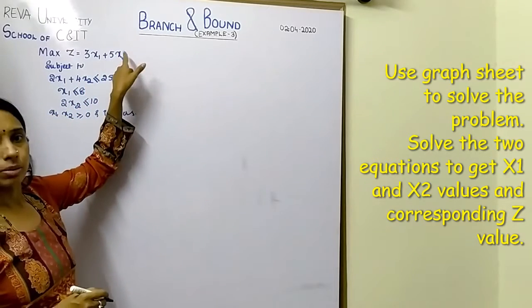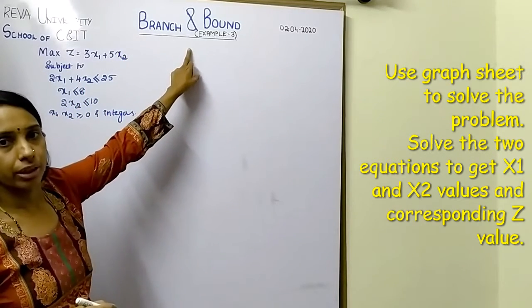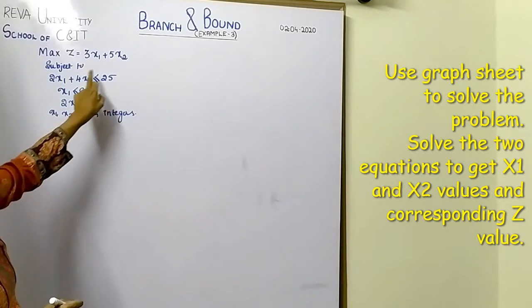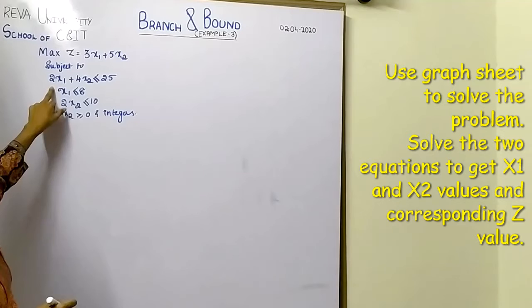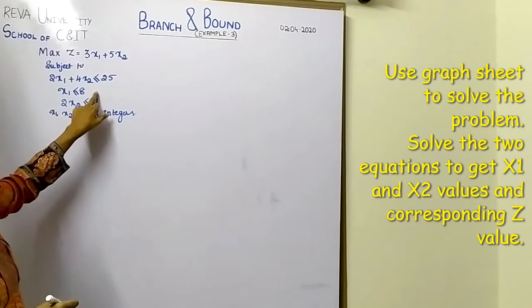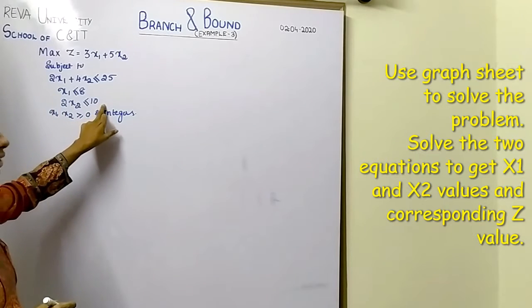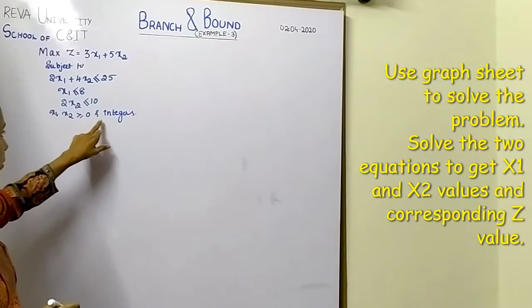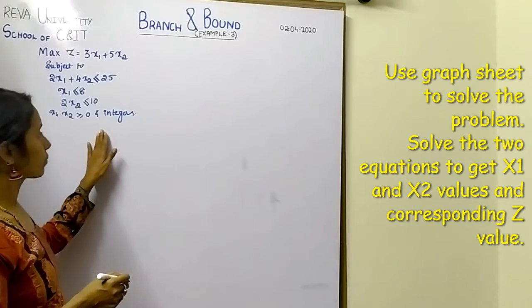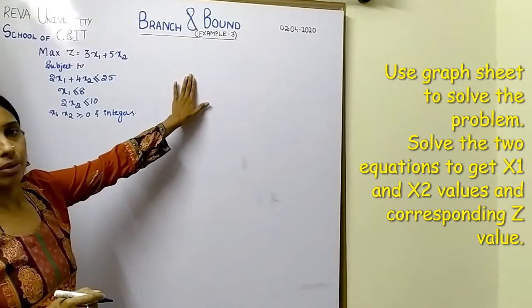We'll be solving this problem using the branch and bound method. Maximize z equal to 3x1 plus 5x2 subject to 2x1 plus 4x2 is less than or equal to 25, x1 is less than or equal to 8, 2x2 is less than or equal to 10, and x1 and x2 are greater than or equal to 0 and integers. So this we have to solve using the branch and bound method.